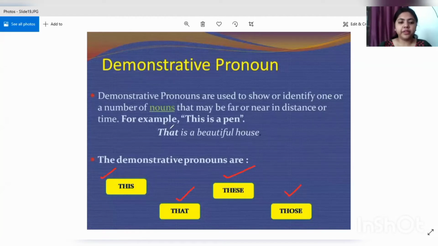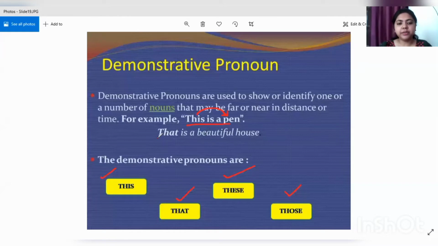Okay, so let us look at this example. 2 examples have been given over here. This is a pen. Now this word this is indicating the noun pen. So when we use these words this, that, these, those, in order to indicate something, be it a person, place, animal, or thing, then we call it a demonstrative pronoun.